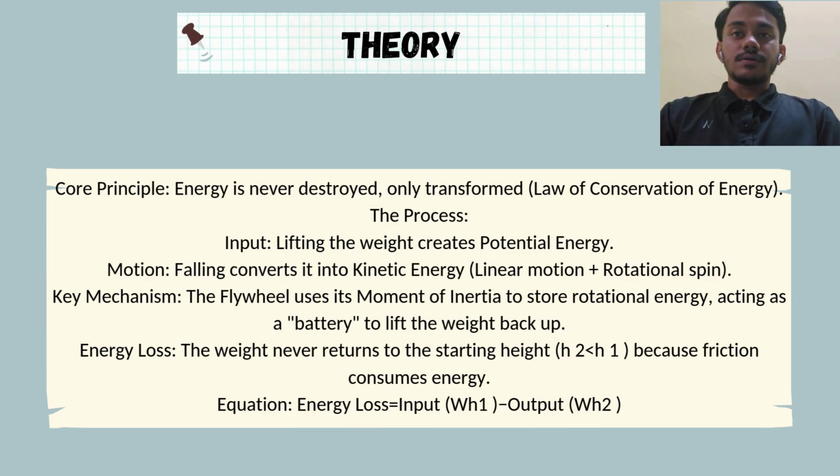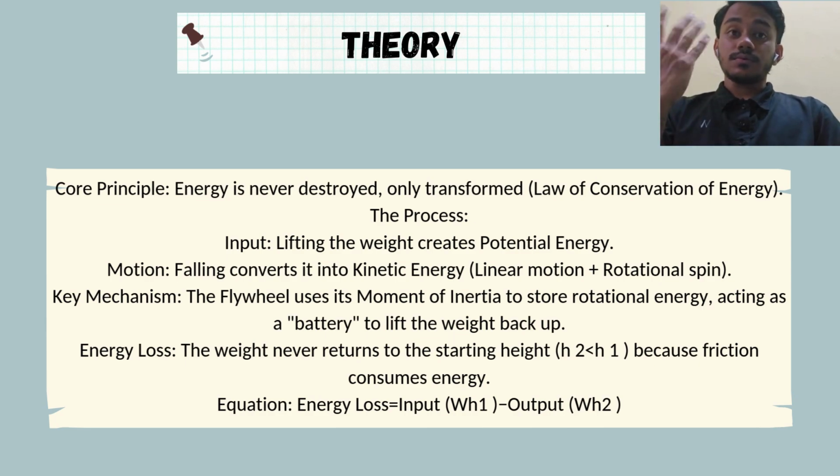So for the theory of energy conservation, ideally energy transforms perfectly. We start by lifting a weight to create potential energy, and when that weight drops, the energy converts into kinetic energy. This is split into two types: the linear motion of the falling weight, and the rotational kinetic energy of the spinning flywheel.